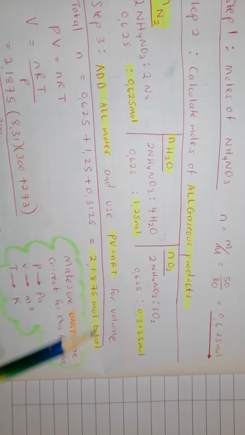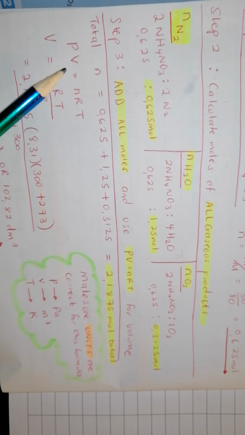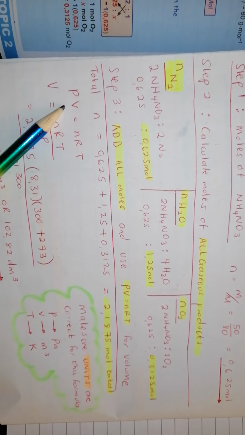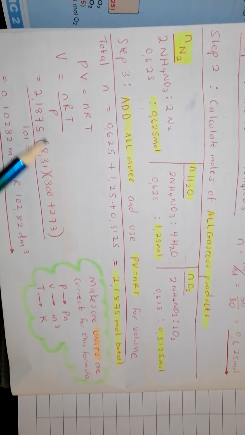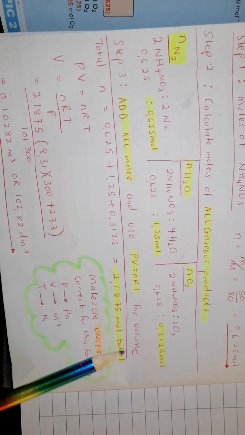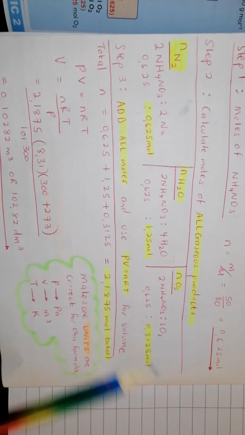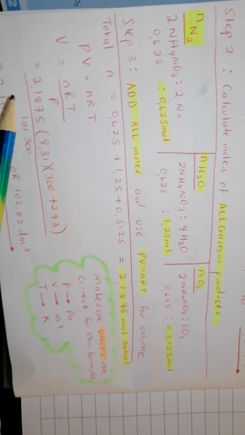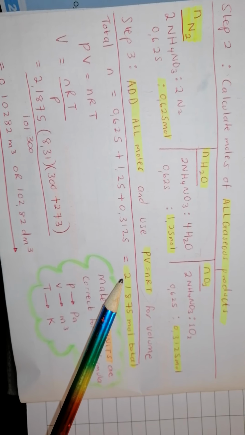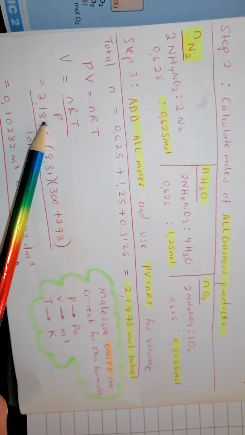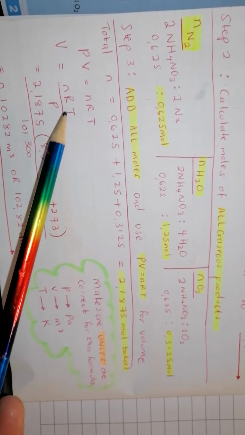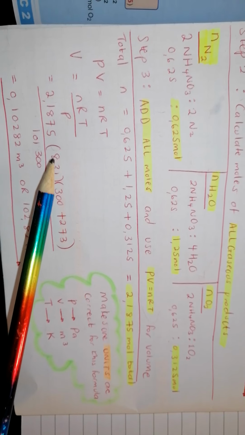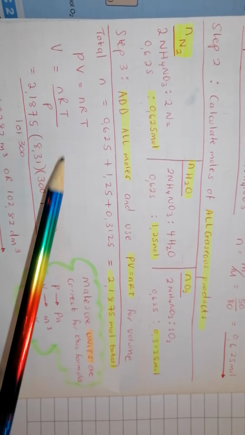Now that we have the total moles, we can use the formula PV = nRT, substitute all the information we have, and then calculate volume. The moles that we're going to use in this formula is the total moles which we calculated just now. You can make volume the subject of the formula and you'll get nRT divided by pressure. The moles is now the total moles, which is 2.1875. So remember, if you added them, you put the total moles. Then R is a constant. It will always be a constant, so you don't need to calculate it, and the constant is 8.31. And then T is temperature.